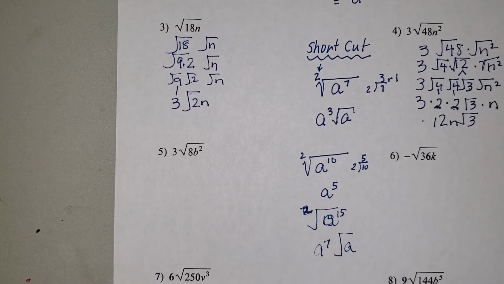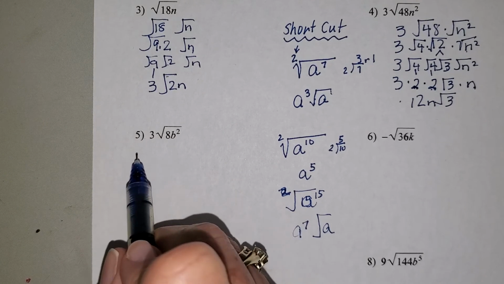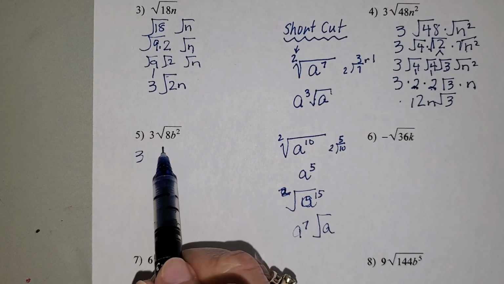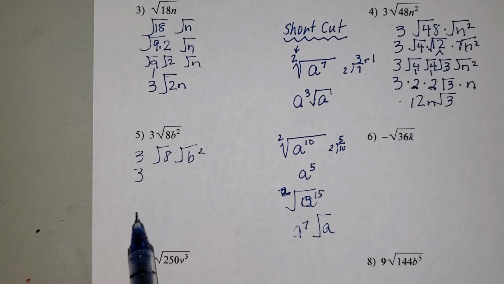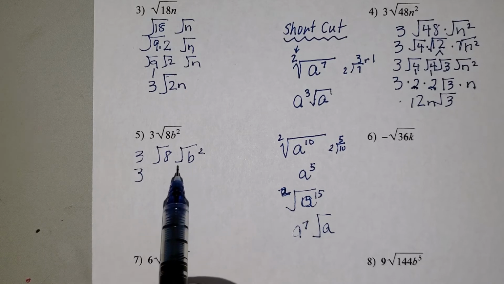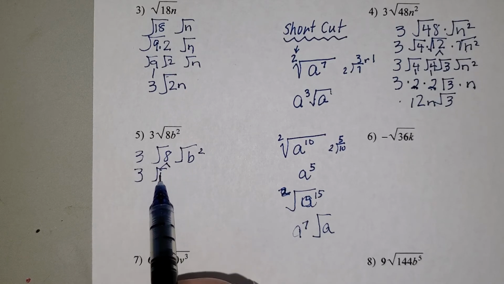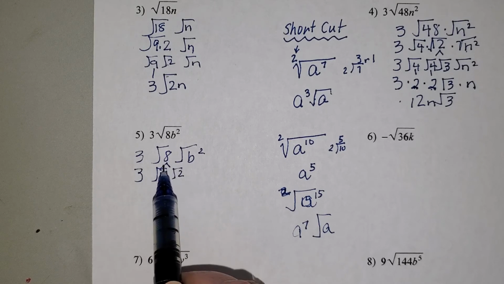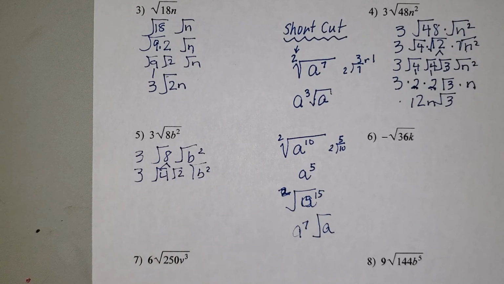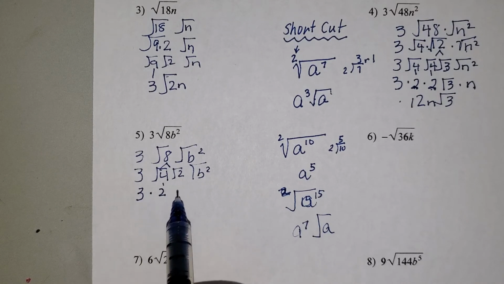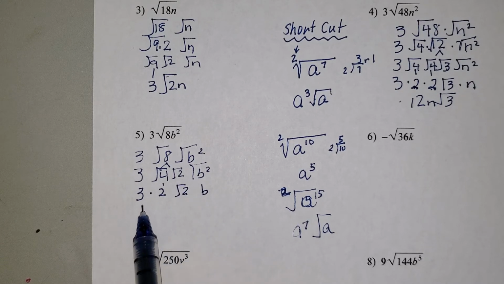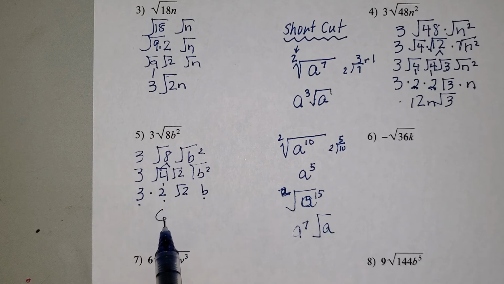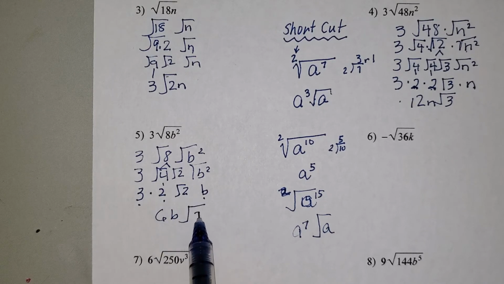Okay, let's look at this one. We've got a 3 hanging out in front. We've got the square root of 8 and the square root of b squared. We need to factor 8 if we can using a perfect square. 4 is a perfect square, so 4 times 2, radical 4 times radical 2 is 8, b squared. And now let's simplify. 3, square root of 4 is 2, square root of 2 we can't do, square root of b squared is b. Everything that's outside gets multiplied, everything that's left inside stays there.